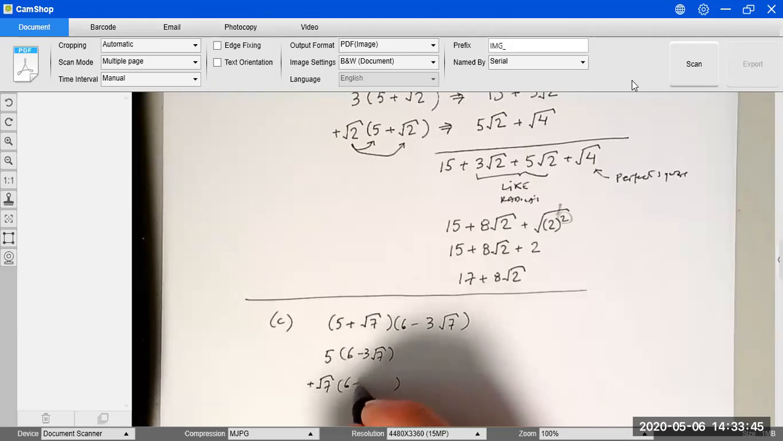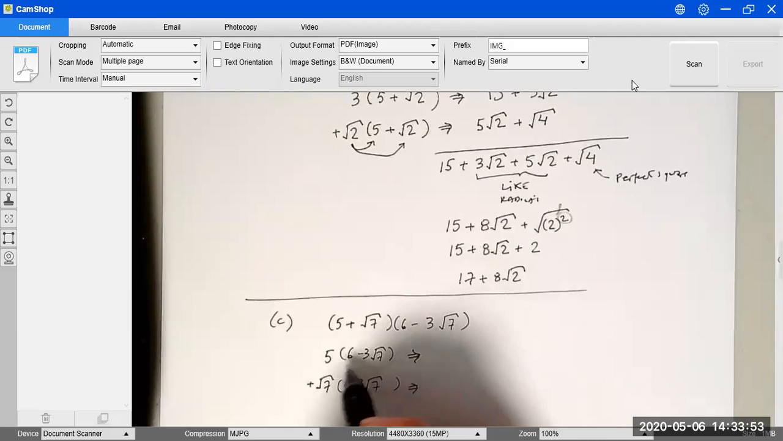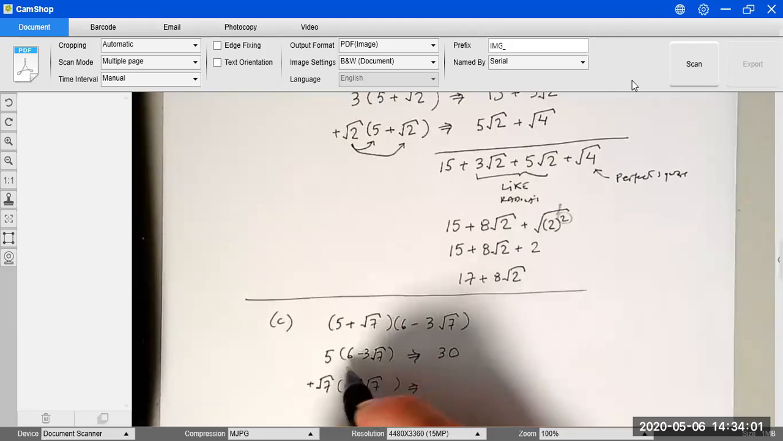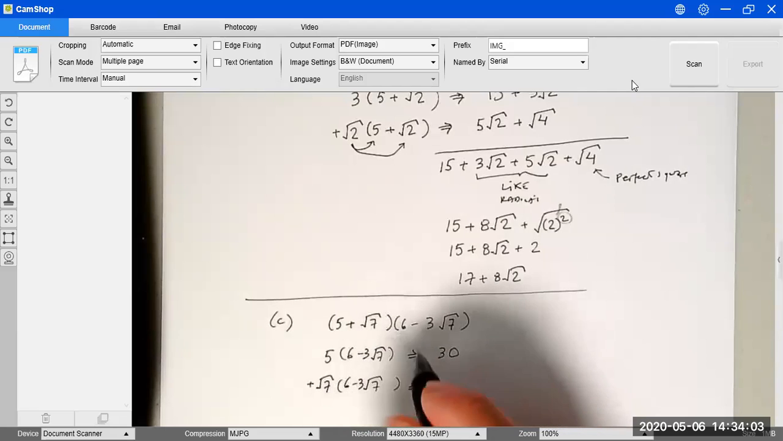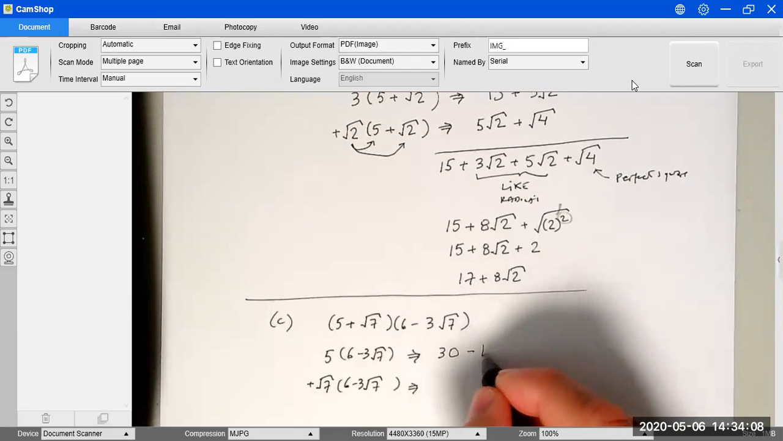So 6 minus 3 times square root of 7. Then I'm going to apply the distributive property in both cases. So first I'm going to get 5 times 6, which is 30. Then I have 5 times negative 3. So this is a coefficient, this is another coefficient, so this is going to be negative 15.